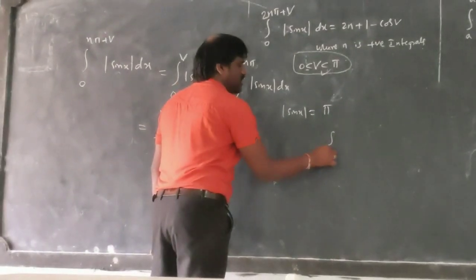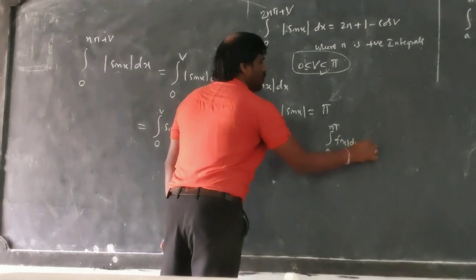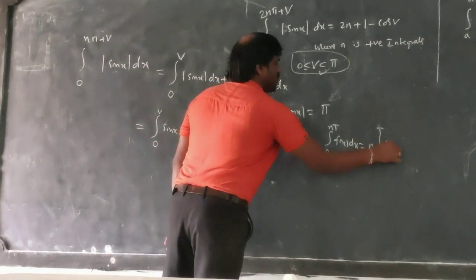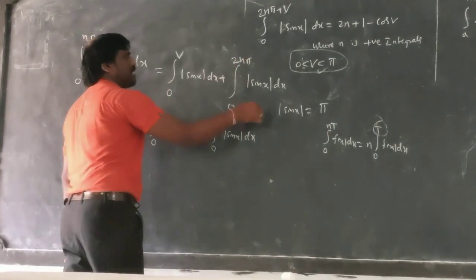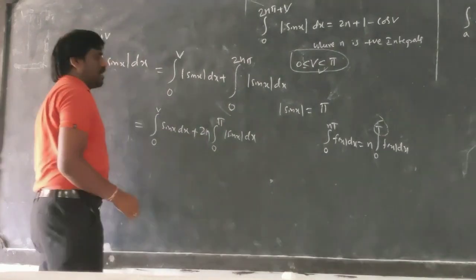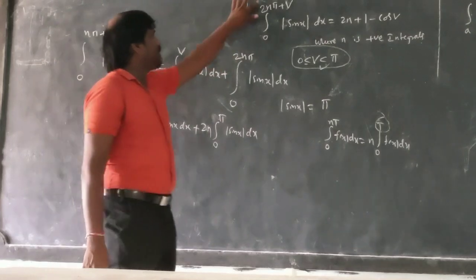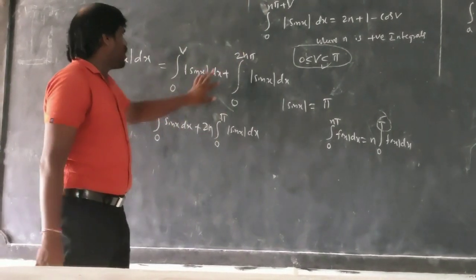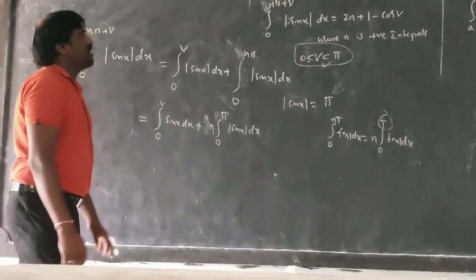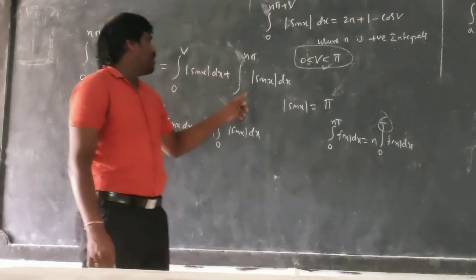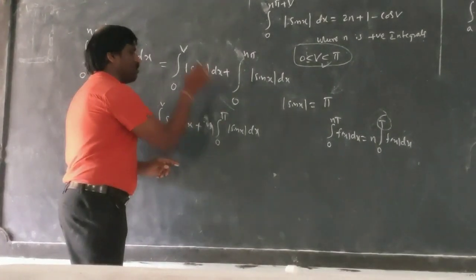The property says the integral of f of x dx over n periods is n times the integral over one period. The period will be pi. I thought it was 2n pi, but the question is n pi only. So the question is 0 to n pi plus b, and for 0 to n pi, n comes out and the integral becomes 0 to pi of mod sin x.